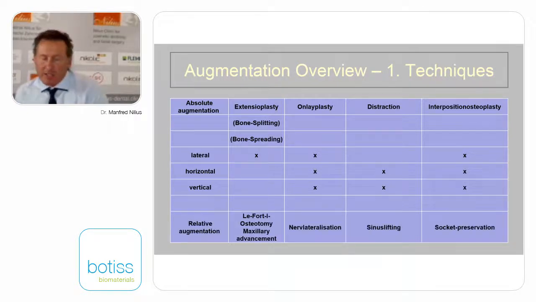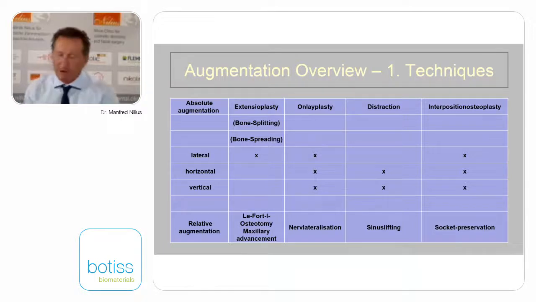Relative augmentation is also possible. Normally we use it when we do a lift for one osteotomy for a maxillary advancement operation, or sometimes a little bit of nerve lateralization in the mandible. Also, sinus lifting is called relative augmentation, and to prevent the collapse of the alveolus, socket preservation is also called a relative augmentation.